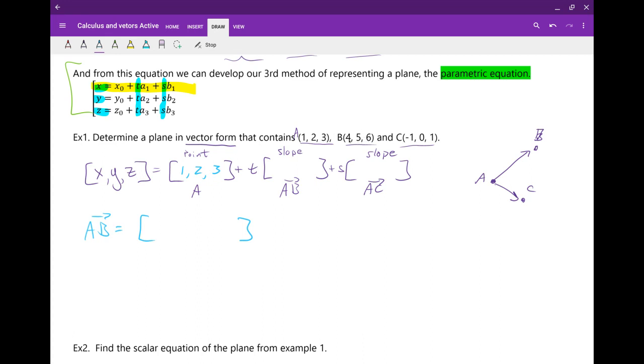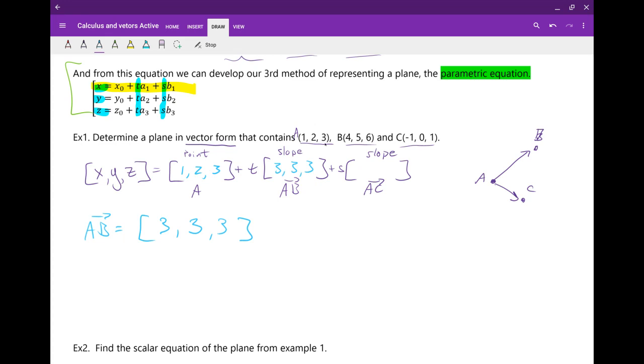So it's going to be 4 minus 1, which is 3. Then 5 minus 2, which is 3. And then 6 minus 3. Oh, that's also 3. Oh, look at that. One of my slopes is 3, 3, 3.